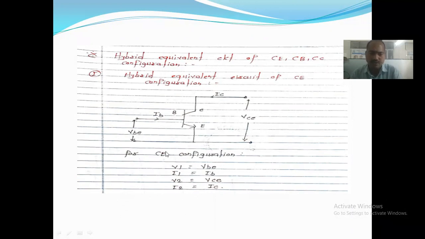So during this, what we have to calculate: the input voltage indicates VB, the input current indicates IB, the output current indicates IC, and the output voltage indicates VC, according to the diagram. Wherever these are required, we don't write V1 upon I1 or V2 upon I2. If we have to write V1 upon I1, we write directly VB upon IB.